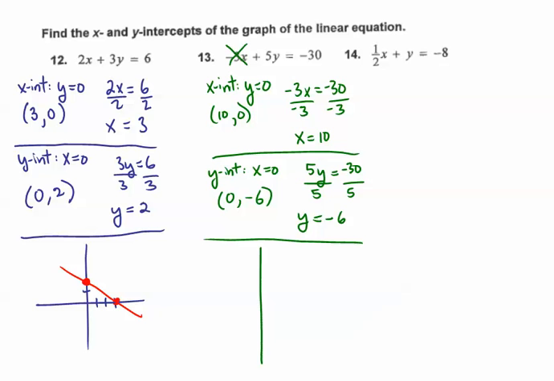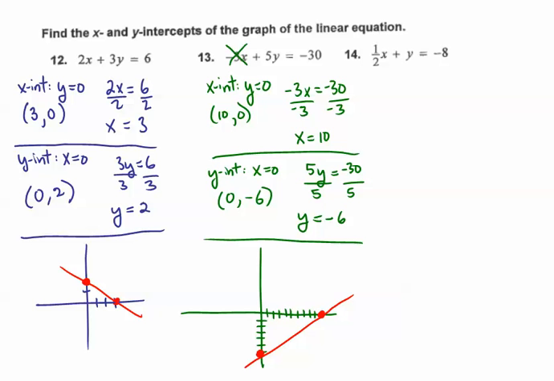If I were to graph this very quickly, I have x is 10, 1, 2, 3, 4, 5, 6, 7, 8, 9, 10. And you do this carefully on a piece of graph paper. And my y-intercept is 0, negative 6. 1, 2, 3, 4, 5, 6. And put a point there. And then all I would need to do is draw the line through the 2 points. All right, we'll go on to the third example here.